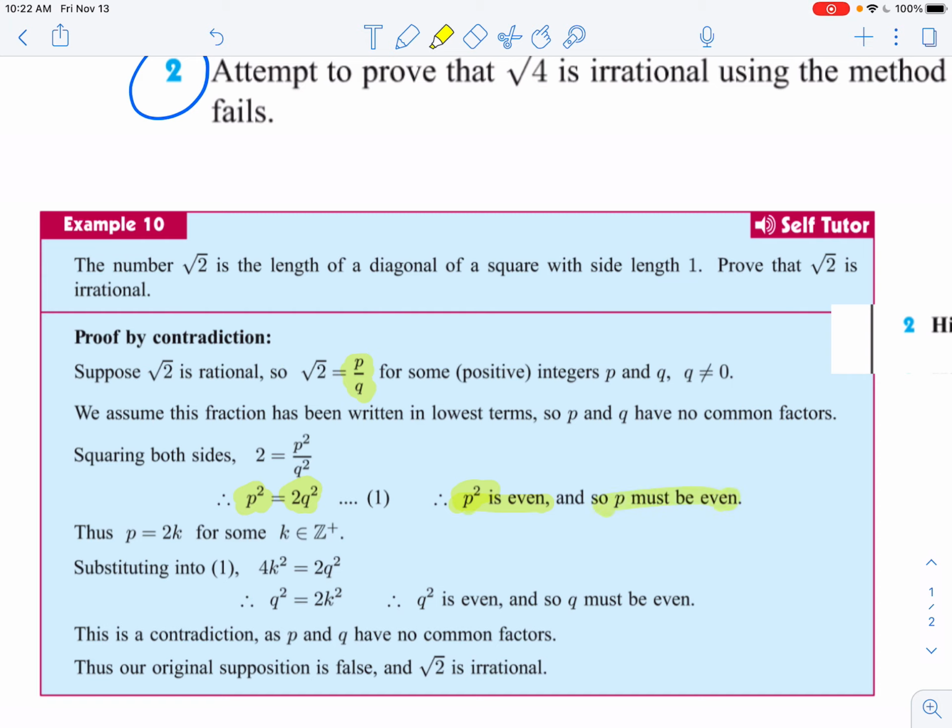Now this was something we proved in the chapter on proof by exhaustion, and this is actually a video I made yesterday. So go look at that one right here.